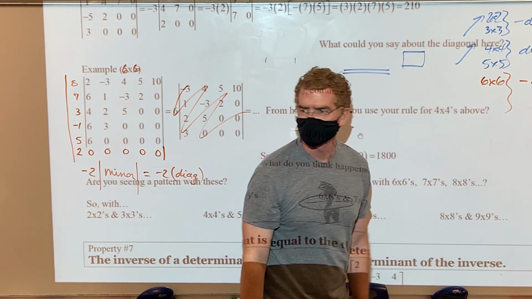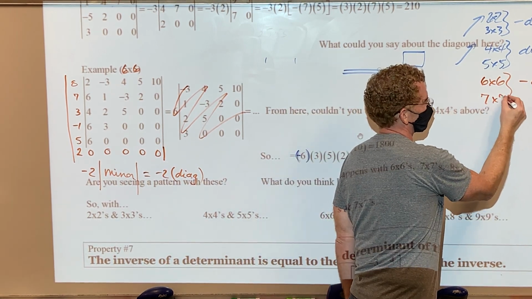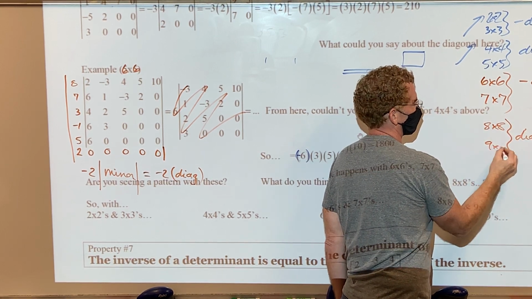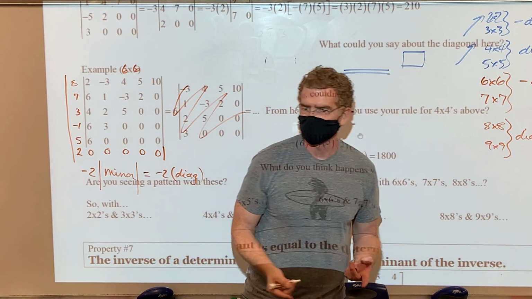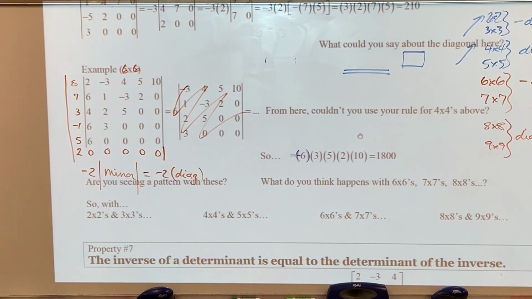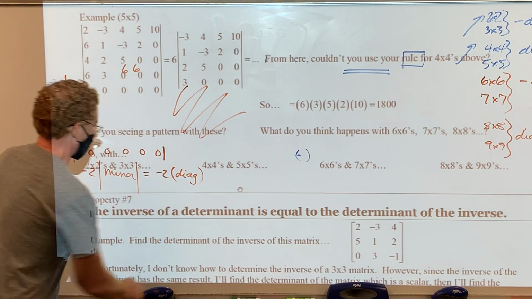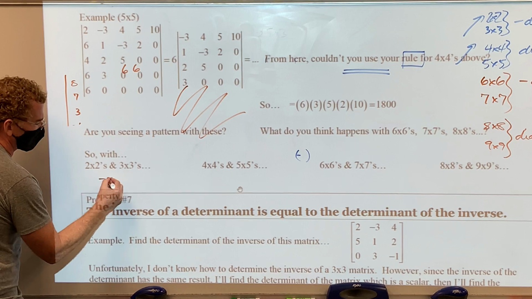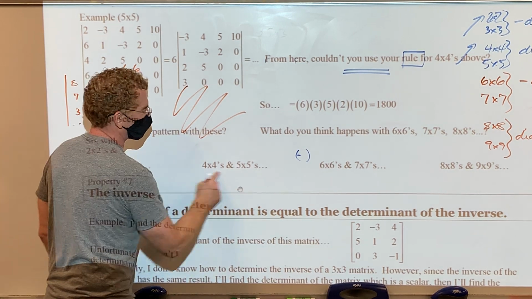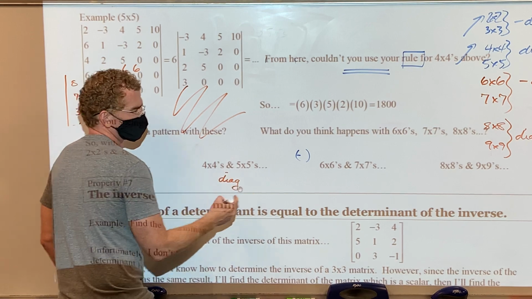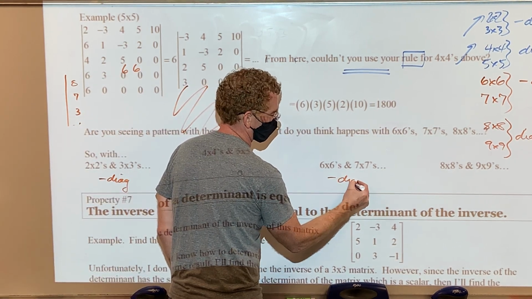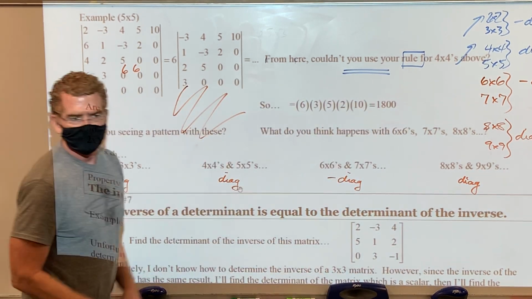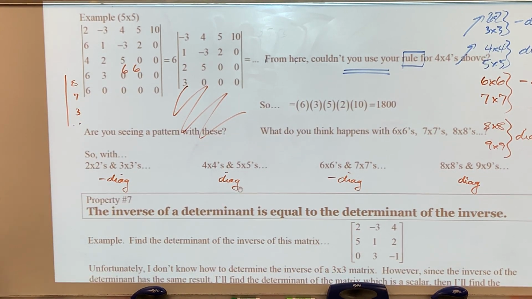Guess what happens on a 7 by 7? It's still negated. Guess what happens on an 8 by 8? Not negated. 9 by 9, not negated. 10 by 10, negated. I wrote all this down, but when the diagonal comes up, it's just a pattern. 2 by 2s and 3 by 3s, negate the diagonal. 4 by 4s and 5 by 5s, do not. 6 by 6s and 7 by 7s, negate the diagonal. 8 by 8s and 9 by 9s, do not. You're with me? And it alternates every 2 like that.